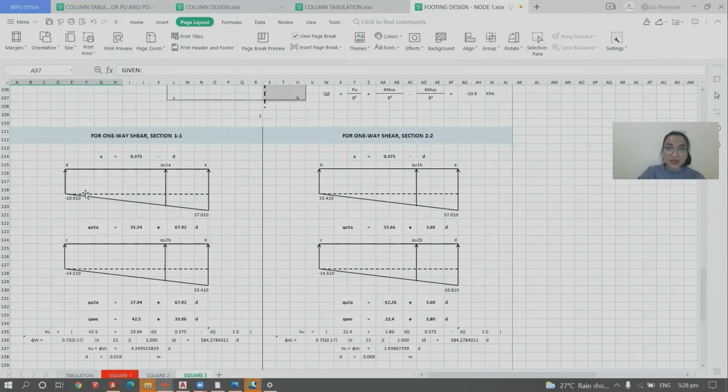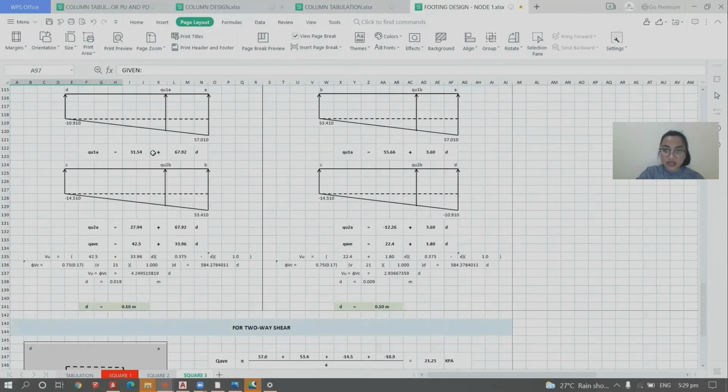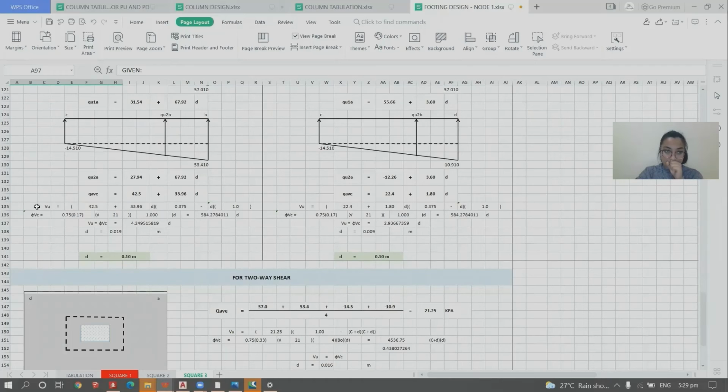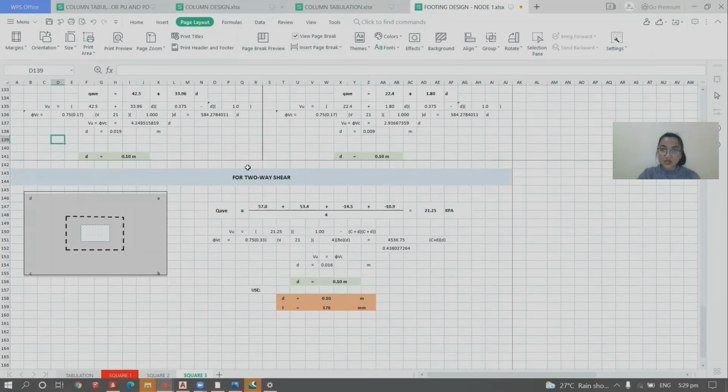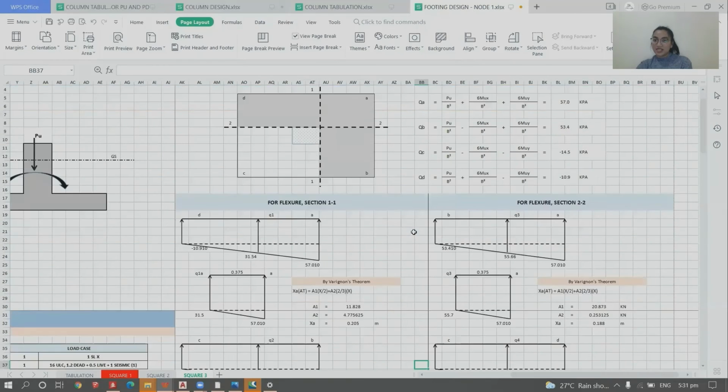So for one-way shear, it is still similar triangles. We could get Q1A equals 31.54 plus 67.92D. So what we will get here is the value of D for one-way shear section 2. So after using these formulas, 0.1 meters. For sure, we just choose the bigger value, but since both generated the same value, our D is 0.1 meters. We have the thickness. Now let's proceed to design for flexure.